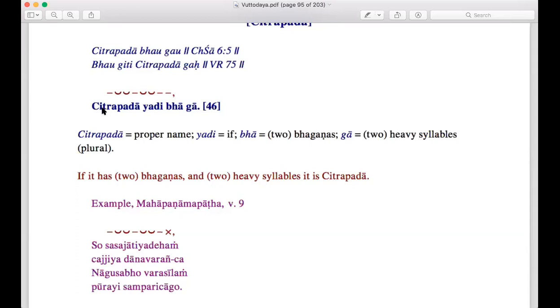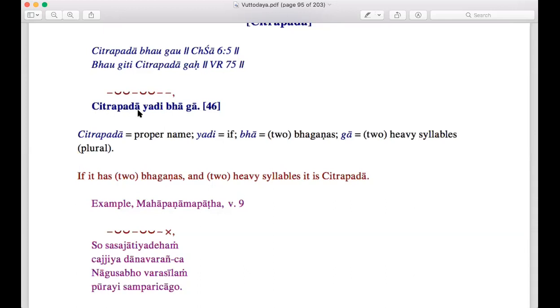So you say chit 1, tra 2, pa 3, da 4, ya 5, di 6, bha 7, ga 8. There are 8 syllables. Chit, tra, pa is bhagana. Chit, tra, pa is bhagana, right?